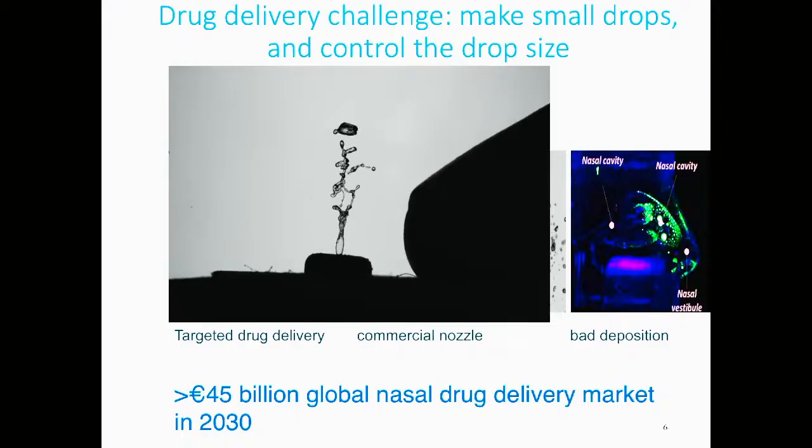This also makes a sheet. It's very beautiful, but it's extremely messy. This is your typical nose, actually a transparent nose model. And what you see is the droplets are polydispersed and very large, meaning that they end up only in the front of your nose.